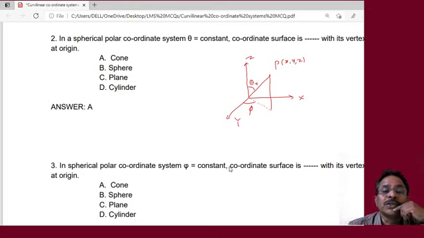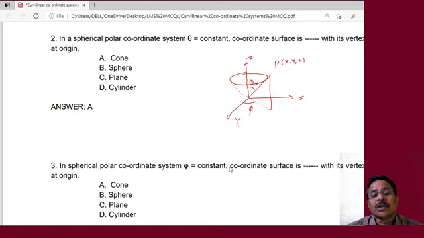phi is equal to constant. Now when we take phi equal to constant, I'll get a surface like this. I'll get, this is for phi equal to constant for this, and if this is connected here, you will get this to be a cone with its vertex at the origin. So for theta equal to constant, we get this type of cone as shown in the diagram, and therefore from these given options, the coordinate surface is a cone with its vertex as origin, and that's what option A is the correct option for this question number 2.